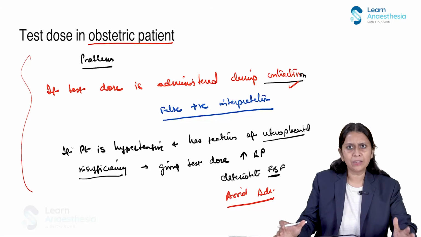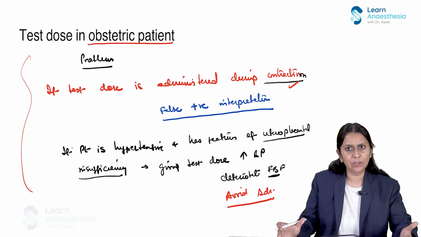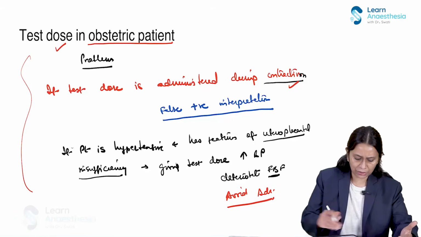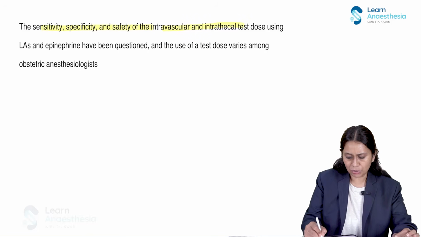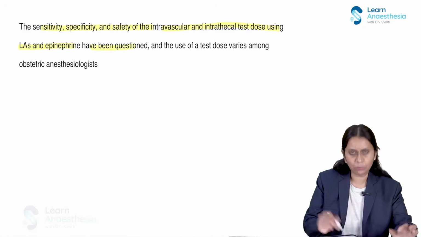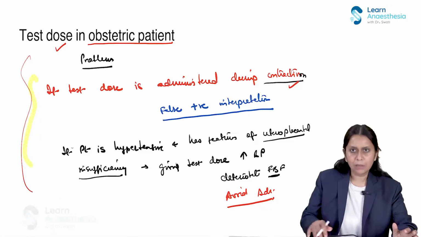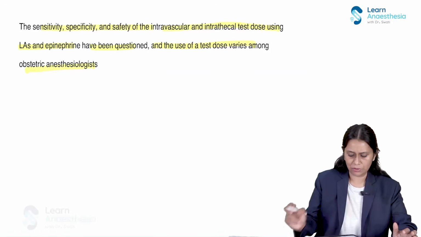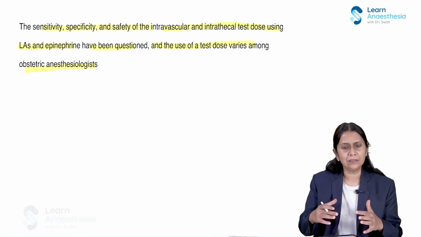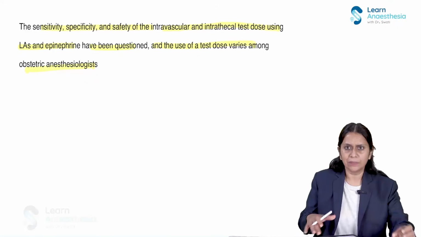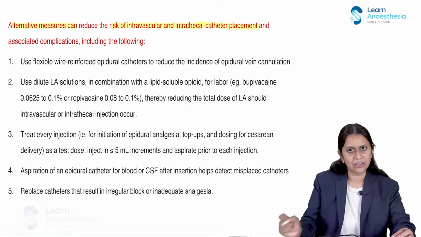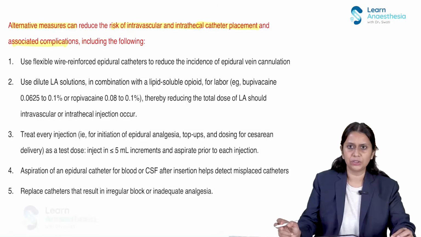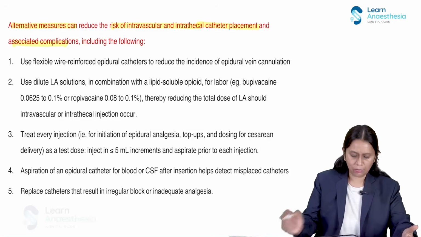Now, there are other ways by which we can increase the safety of giving local anesthetic in obs patient without using the test dose. So, the sensitivity and specificity and safety of intravascular intrathecal test dose using LA and epinephrine has been questioned due to these problems by many obstetric anesthesiologists, right? And the practice also varies between the obs anesthesiologists. There are some other alternative measures which can reduce the risk of intravascular and intrathecal catheter placement and associated complication.